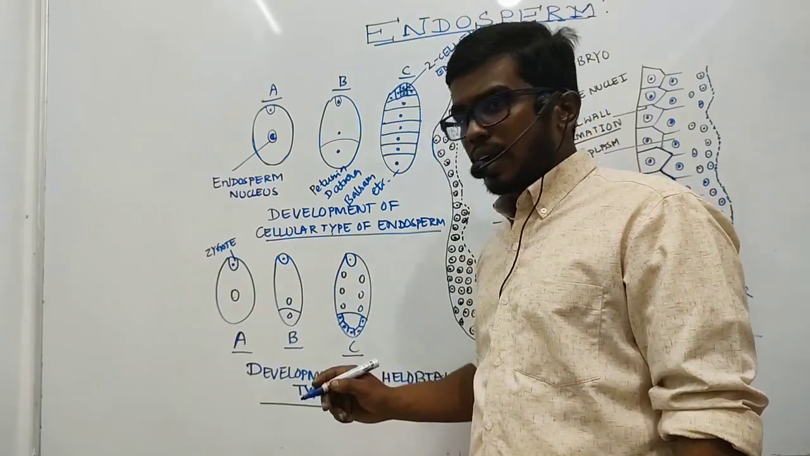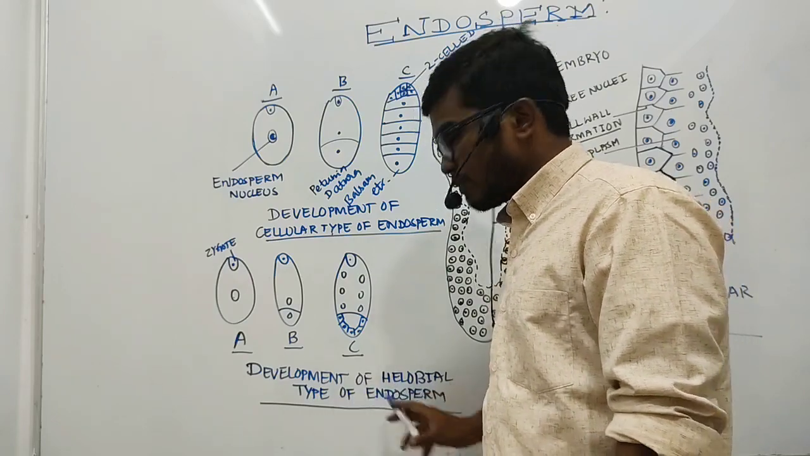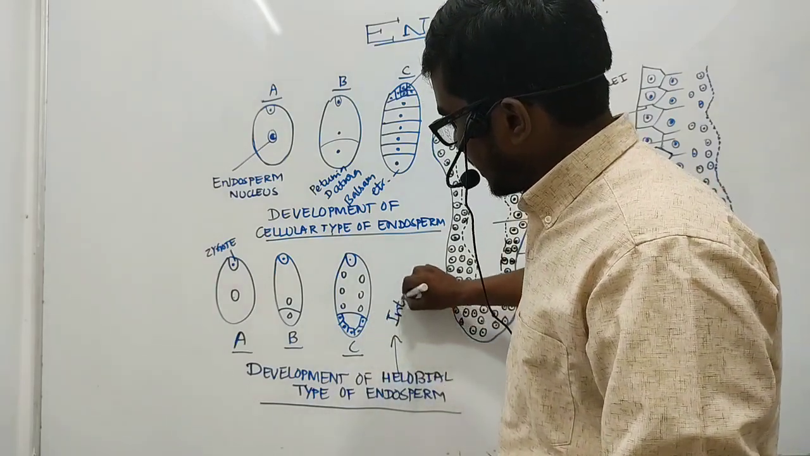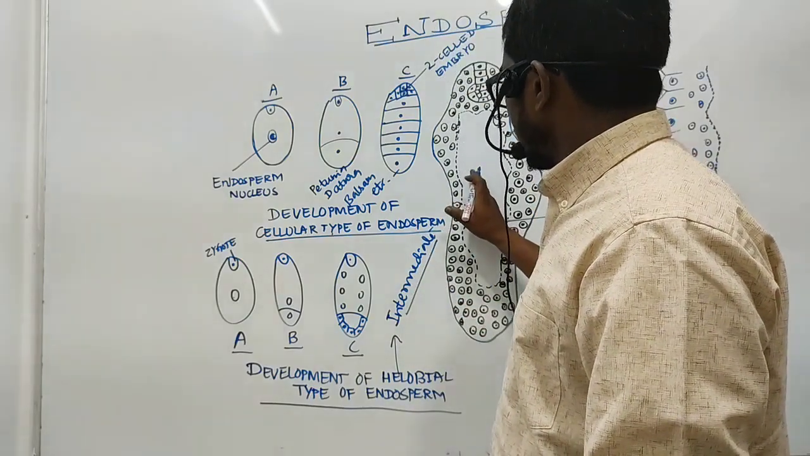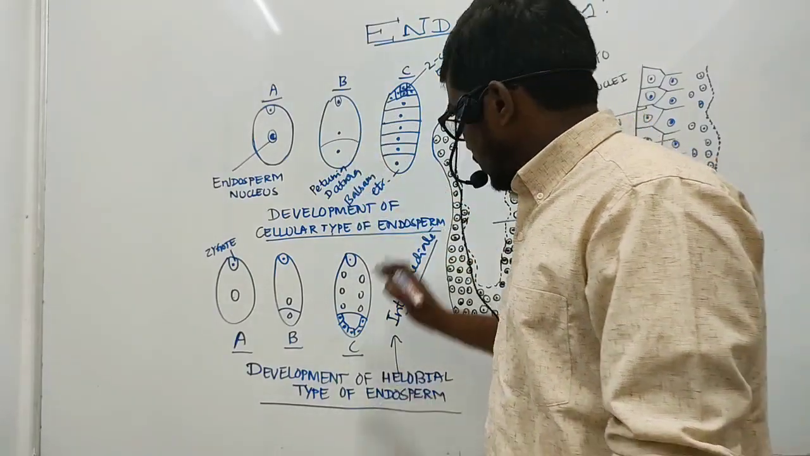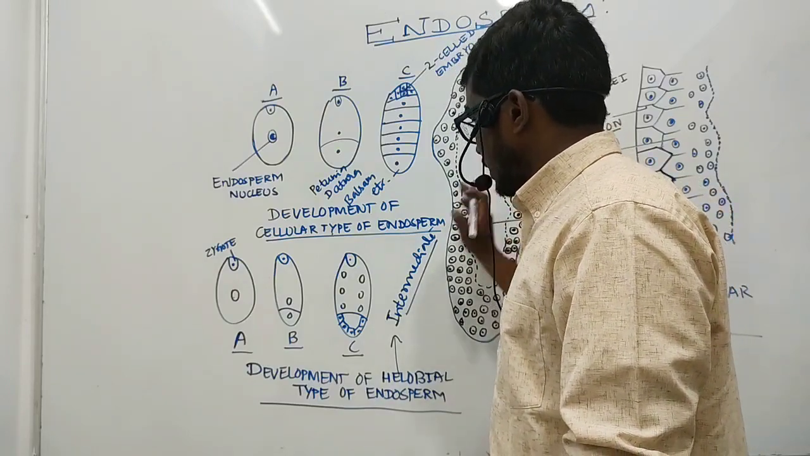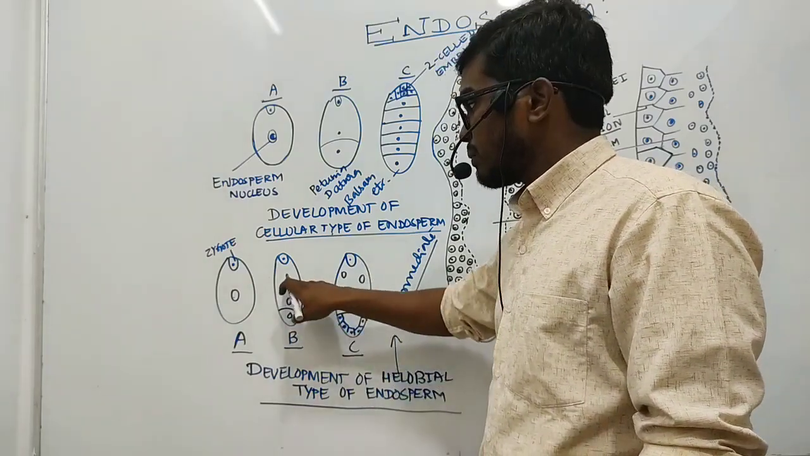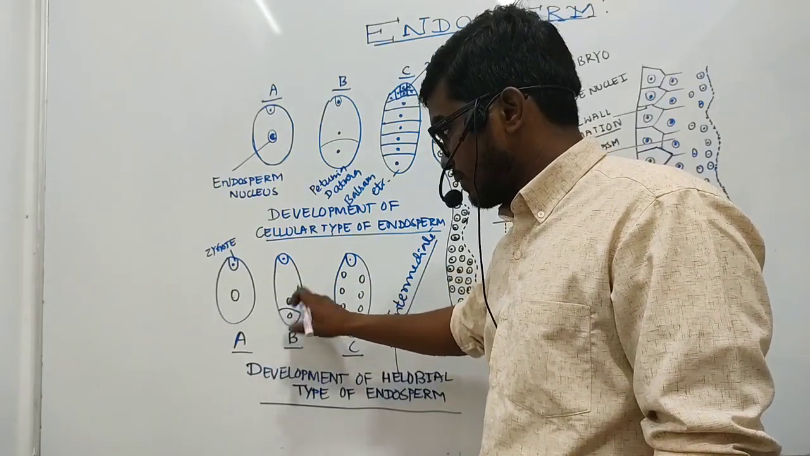Then, my dear friends, we have the final type of endosperm, that is the helobial type of endosperm. We refer to this helobial type as the intermediate type. Note this point, because it shows both the nuclear type of division as well as the cellular type of endosperm division. In the nuclear type of division, peripheral nuclei are formed, which can be seen in the helobial endosperm. But generally there is first the formation of the micropylar chamber and the chalazal chamber. So there is a division.